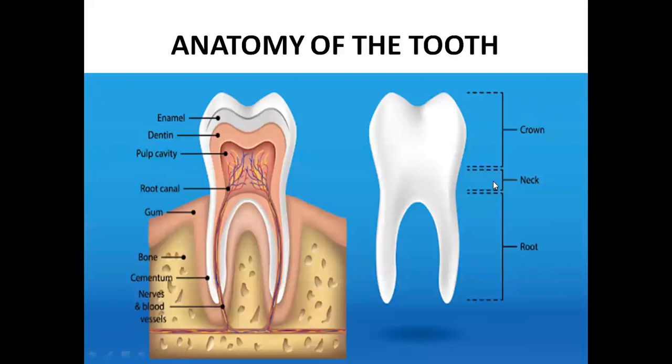Right, so this is the anatomy of the tooth. On the right side, we see 3 regions of the tooth. We have the crown, we have the neck, and then the root of the tooth. So we're going to look at what the crown represents, what the neck represents, and then what the root represents. And on the left side, we have the detailed structure of the tooth that is labeled. We're going to look at the details of this in the next slide.